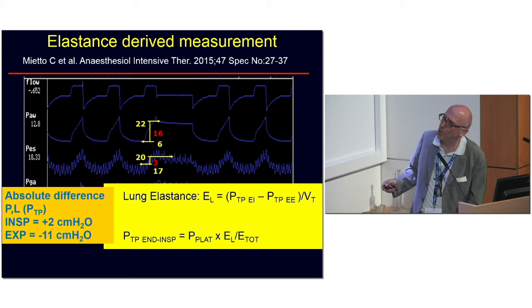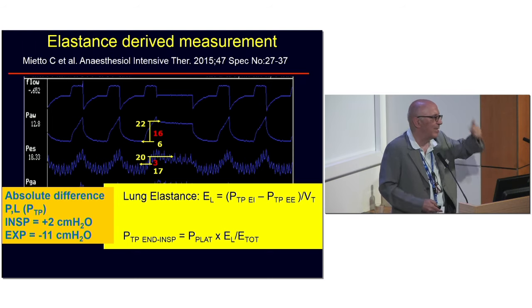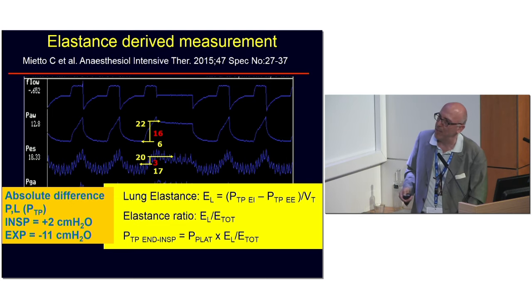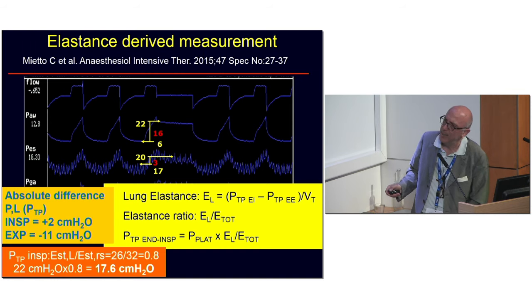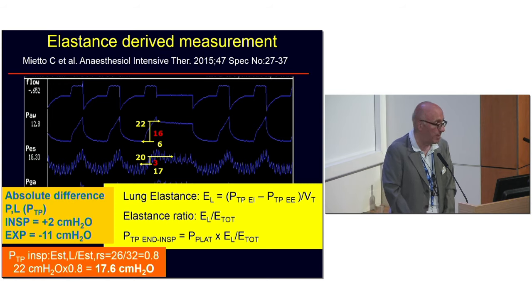Now, one hypothesis is to estimate the pressure as the plateau pressure, or PEEP, times the elastance of the lung divided by the total elastance. This is in order to estimate a possible transpulmonary pressure corrected for the individual patient. If you do it like this, I made the calculation: the elastance of the lung is 26, of the respiratory system is 32, so the ratio is 0.8. So you have 22 times 0.8, which means that with the elastance-derived method, the transpulmonary pressure at end inspiration should be 17.6, which is completely different from the transpulmonary pressure measured by the absolute numbers.